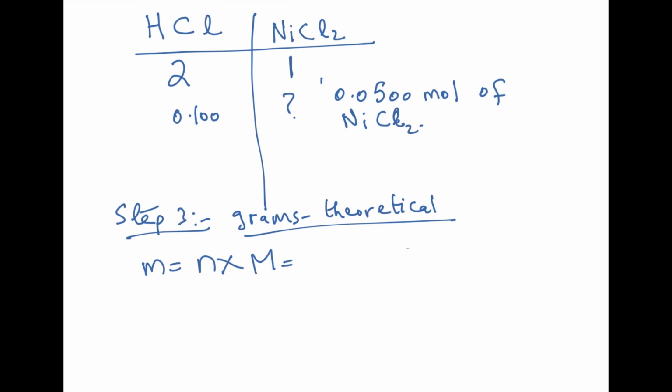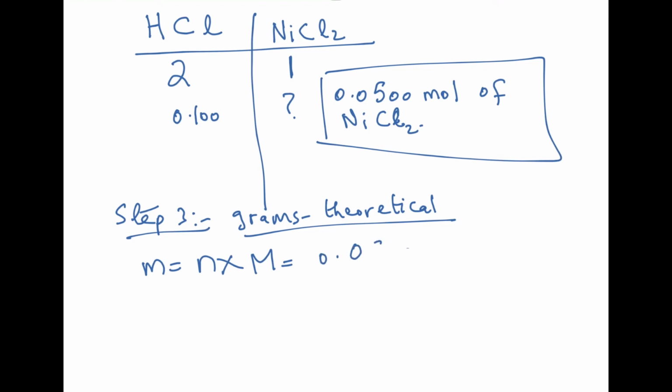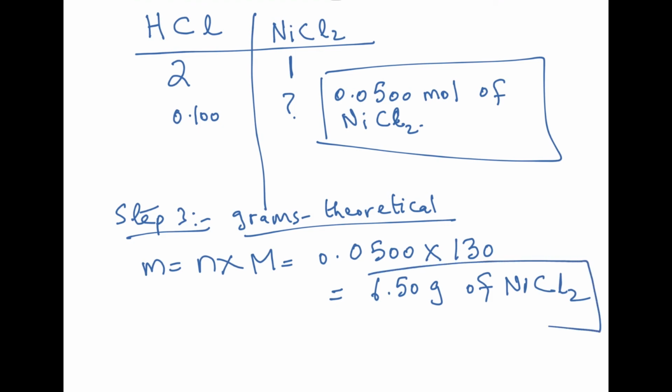This is the mole of nickel 2 chloride. They have asked us to calculate the mass, so we multiply the mole of nickel chloride by the molar mass of nickel 2 chloride from the periodic table, which you will find is 130. You multiply and this gives you 6.50 grams of nickel 2 chloride. So this is the mass of nickel 2 chloride.